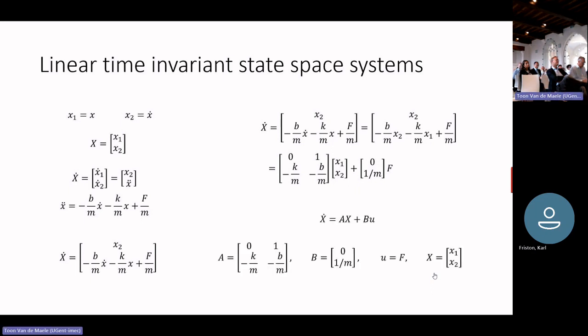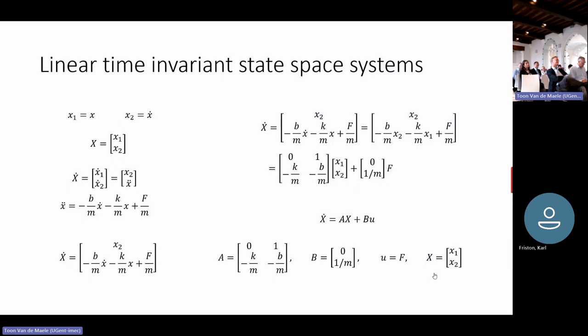The reason why we do that is immediately you will be able to recognize this form as something that looks like this, where A matrix is this one, B matrix is this one. The input that is going into the spring mass damper system is literally the force that we are applying on it, which means if you're pushing, that is the input. And then you have hidden state, which is composed of the position and velocity of it.